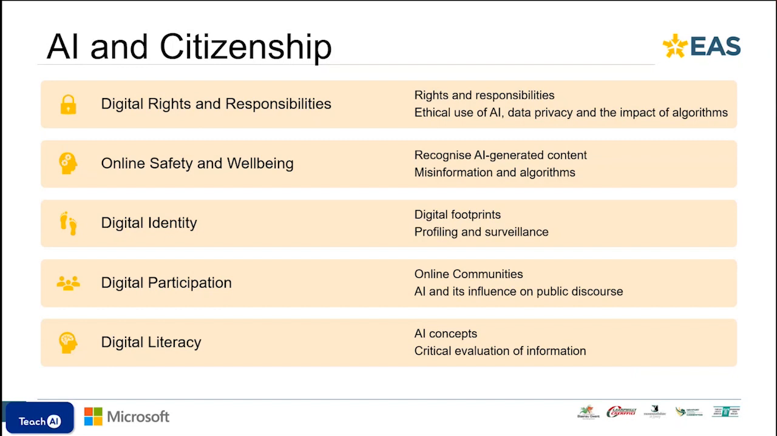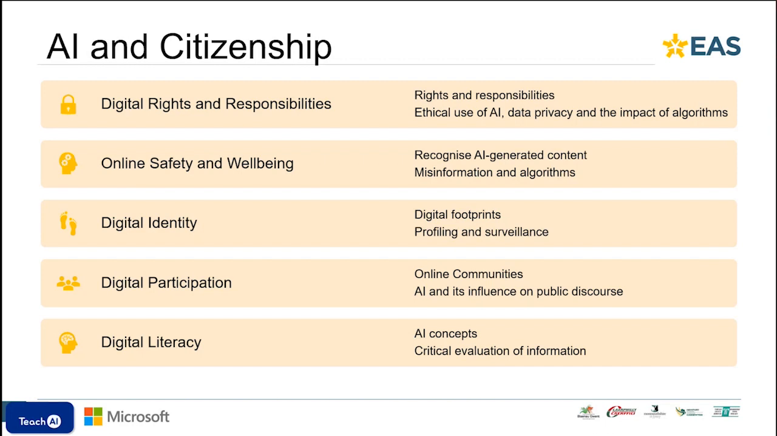Well, in terms of digital rights and responsibilities, students really need to learn about their rights and their responsibilities in the digital world, including how AI affects privacy, security, and ethical decision making. They should discuss the ethical use of AI, data privacy, and the impact of algorithms on individuals and society. And what we should really be doing at this point is encouraging critical thinking about AI biases and fairnesses.